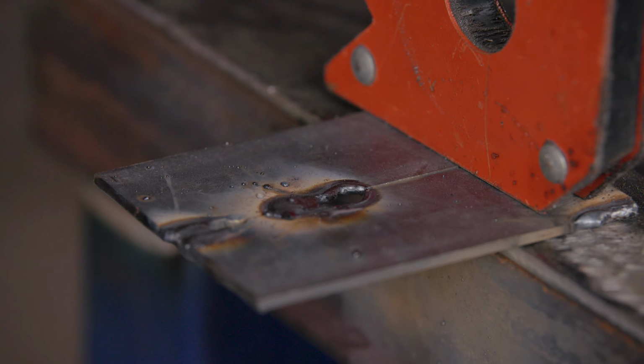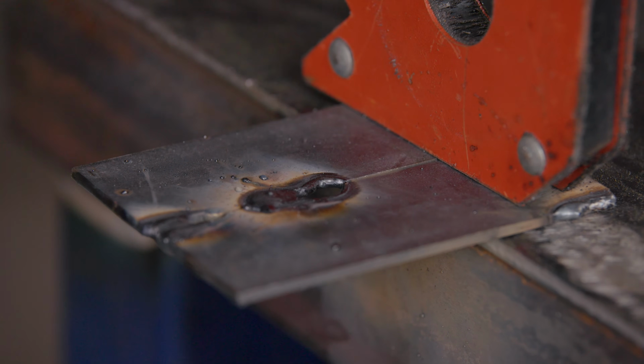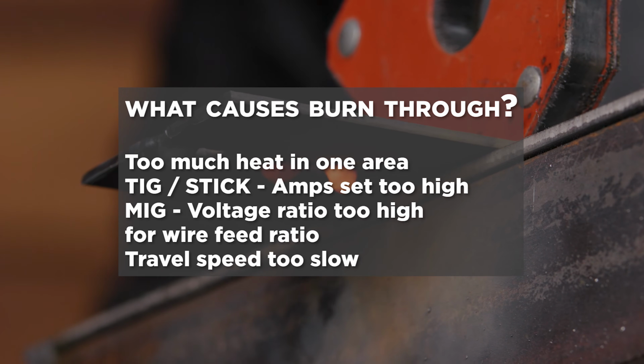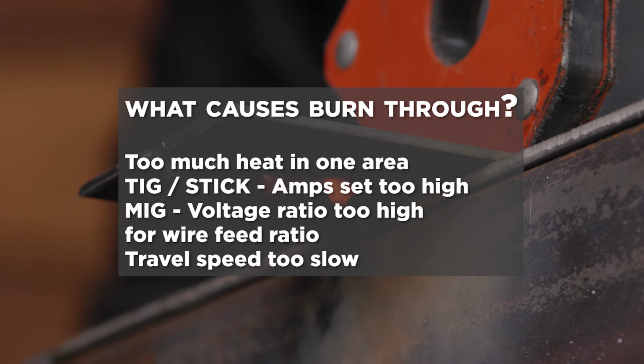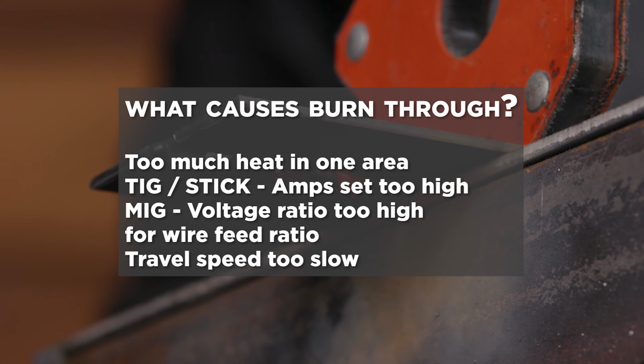Burn through is literally burning through the metal so that the filler protrudes out the other side, or in more extreme cases where you're left with a hole. So what causes it? Too much heat in one concentrated area. For TIG and stick, your amps could be set too high. For MIG, the voltage ratio is too high for the wire feed ratio. Travel speed is too slow.